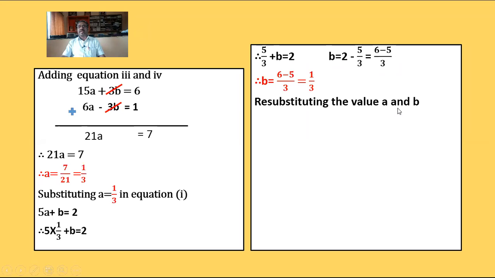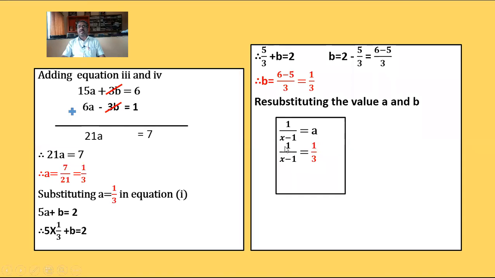Resubstitute the value of a and b. Hence, 1 upon x minus 1 is equal to a. The value of a is equal to 1 upon 3. 1 upon x minus 1 is equal to 1 upon 3. Here cross multiplication, x minus 1 multiplied by 1, and 3 multiplied by 1 is equal to 3. x minus 1 is equal to 3. Minus 1 goes down to the RHS, then you get plus. x is equal to 3 plus 1 is equal to 4.